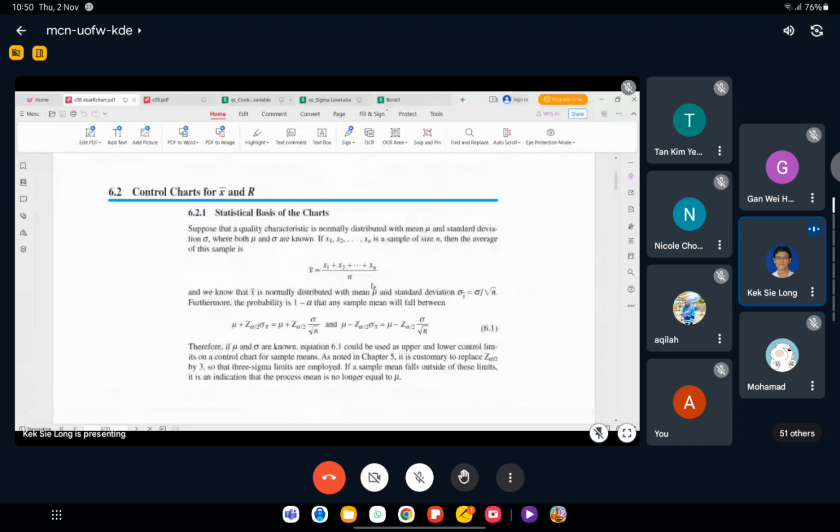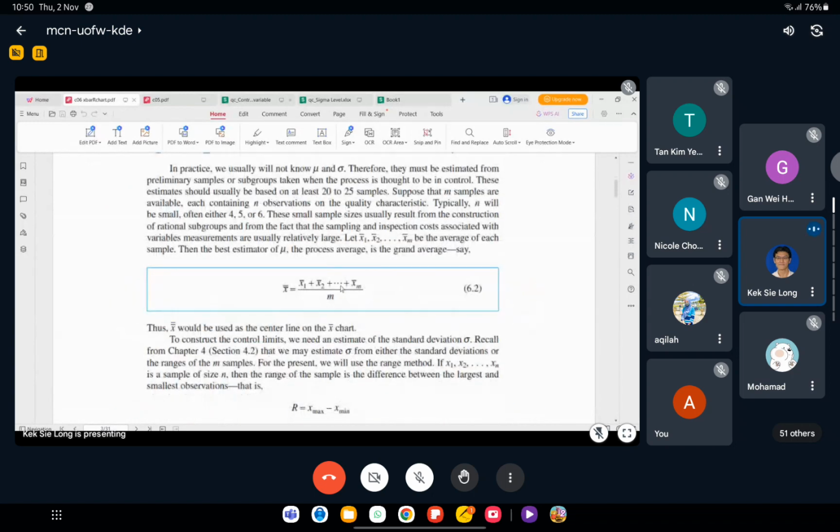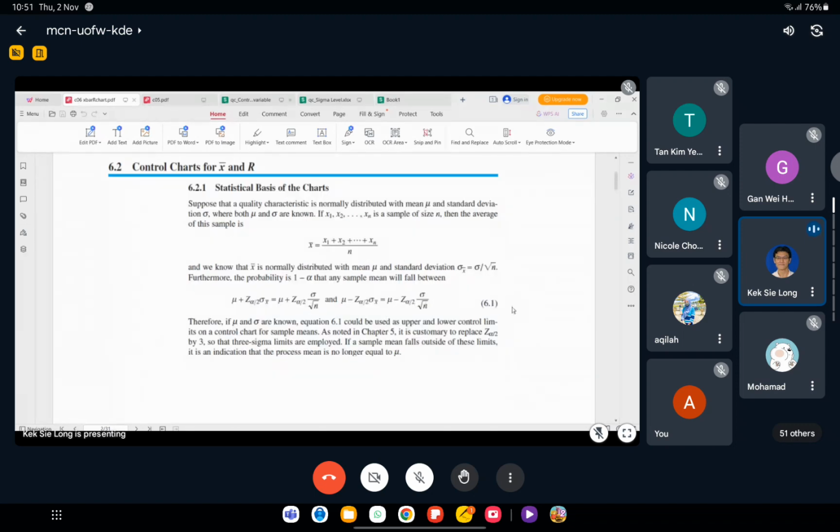I want to mention X bar. X bar is called the center line, isn't it? To plot the X bar control chart, we need to know how to calculate the upper and lower control limit by using X bar. From our discussion, refer to 6.1.